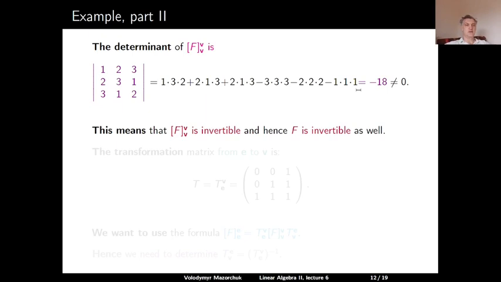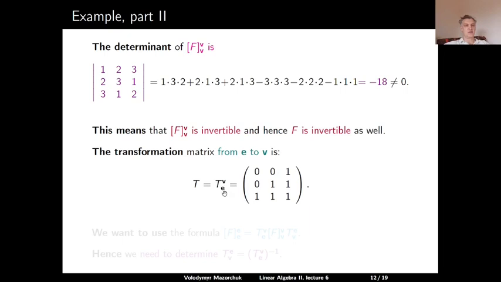Now, in order to determine the matrix of f in the standard basis, we need to use the base change formula. In other words, we need to find the transformation matrix between the standard basis and the basis V. The easy one is the transformation matrix from the standard basis to V, because then we just need to write the vectors in our basis V as columns in this matrix.